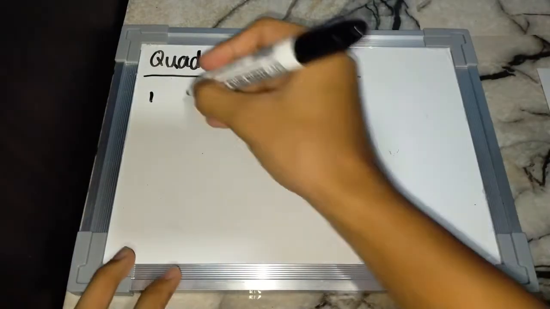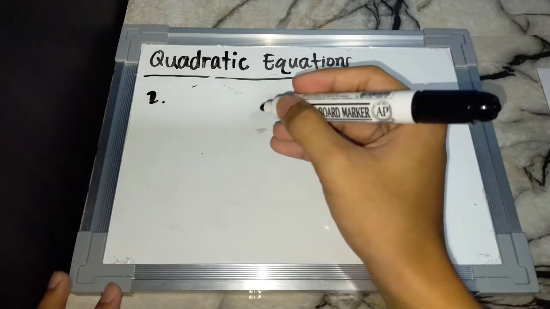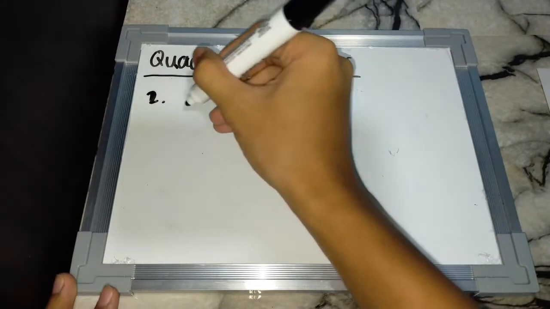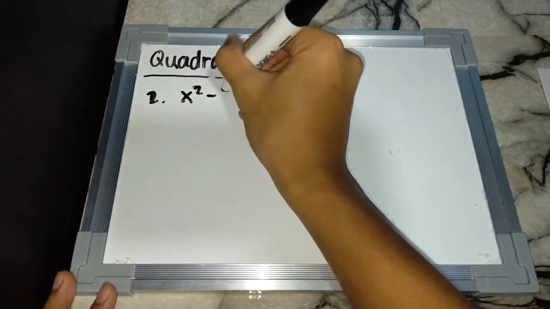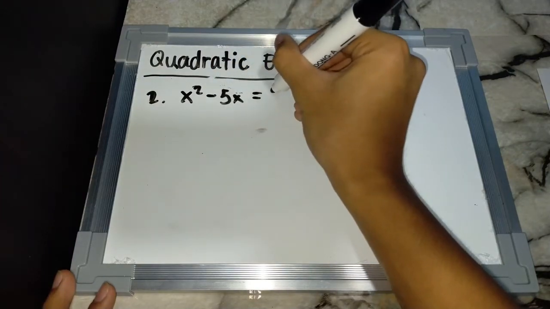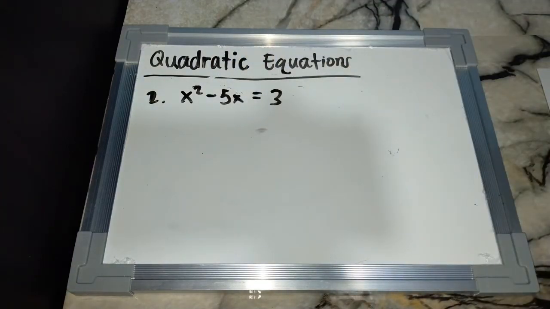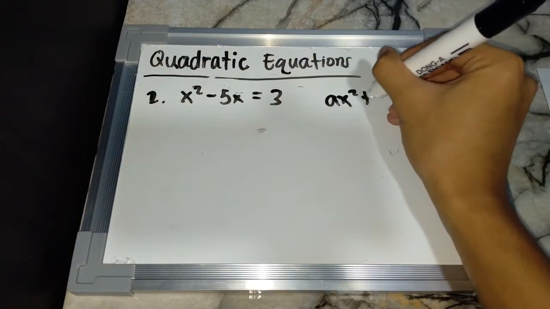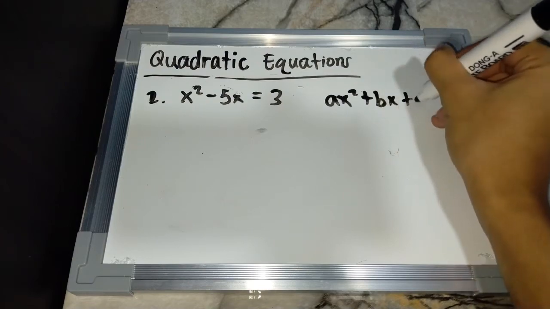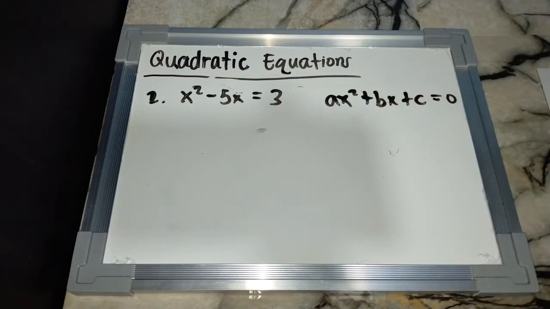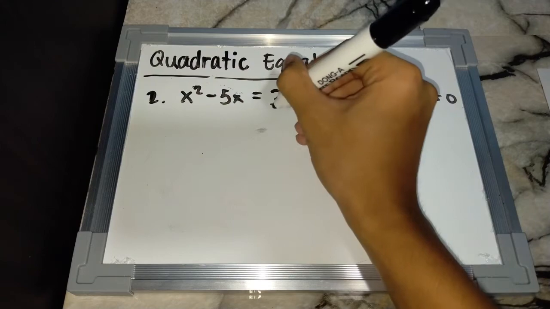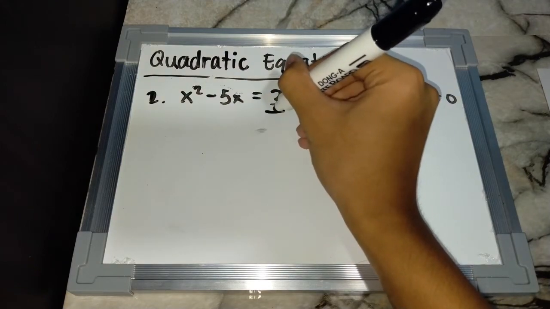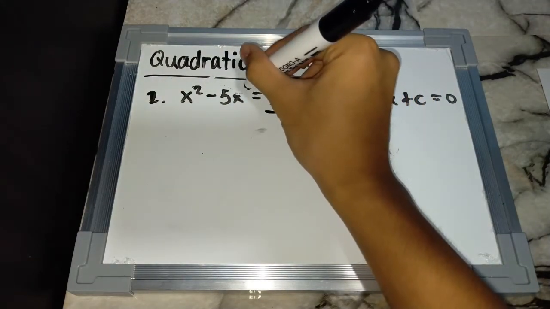Another example is x squared minus 5x equals to 3. We all know that our standard form is ax squared plus bx plus c equals to 0. So first, we should convert our equation to its standard form. So we need to transpose or move it to the left side.